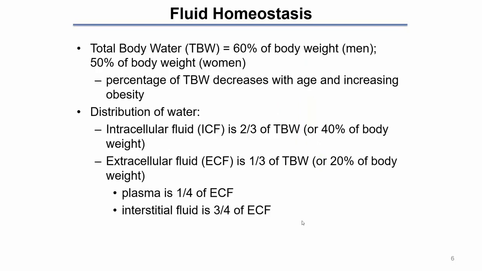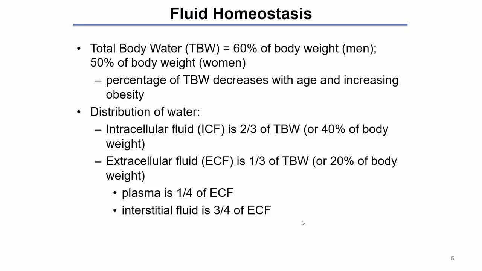We'll start right at the beginning, and let's talk about the composition of water in our body. So we have total body water, abbreviated as TBW, which makes up 60% of our body weight in men and approximately 50% in women, because women typically have a higher percentage of fat. The percentage of total body water does decrease with age and increasing obesity. No surprise there, because obesity means an excess of fat, and the fat essentially displaces the water.